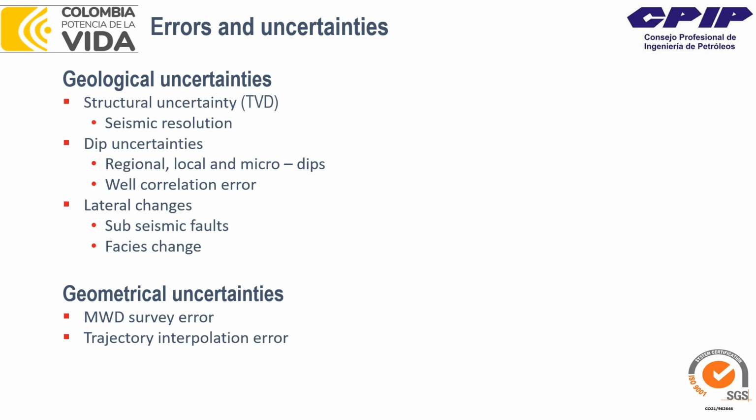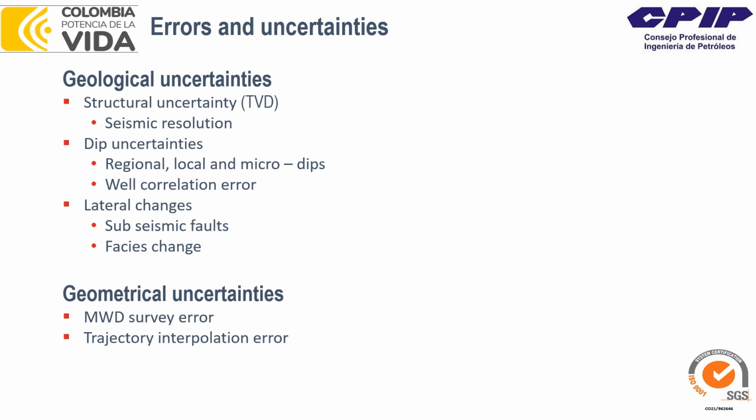I'm going to show you in the next slide. So this can be caused by different perception of regional, local, and micro dips, and some errors during the identifying and correlating the well tops. And of course, the lateral changes. So in lateral changes, we mean subseismic faults, the faults which have just a few meters in amplitude, so you don't see them in the seismic, and some lateral changes like facies changes, etc. So all this is providing the uncertainties from the geological side.